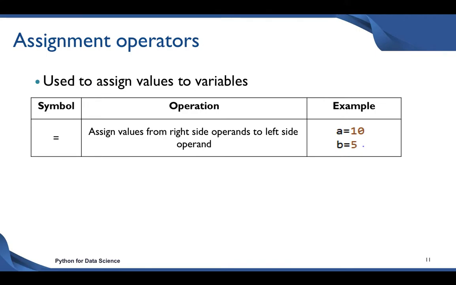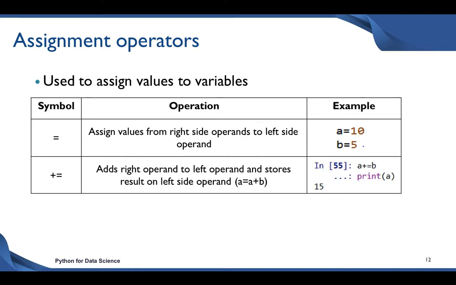Now the next topic is assignment operators. So what are assignment operators? They are used to assign values to variables. This we have seen earlier also when we were doing the data types and variables part. We assign the variable some value by using an assignment operator. For example, a has been assigned a value of 10 by using the assignment operator. Its symbol is equal to.